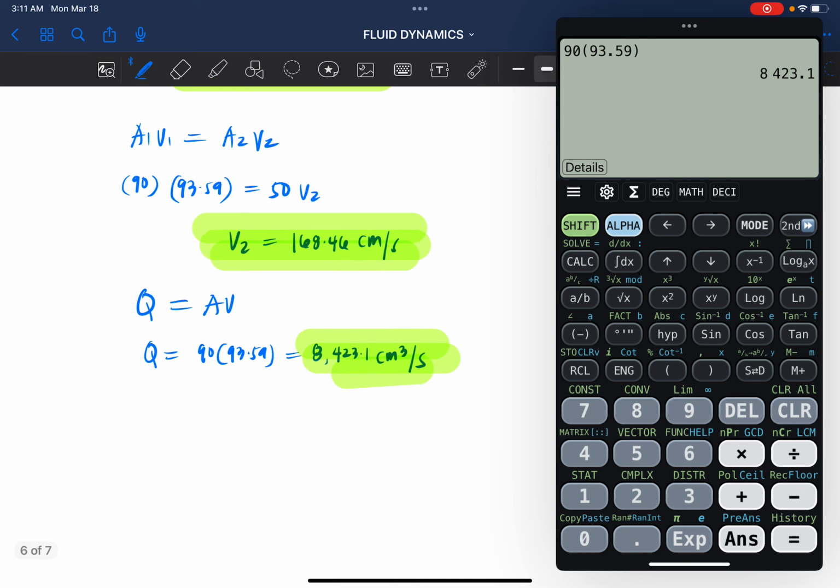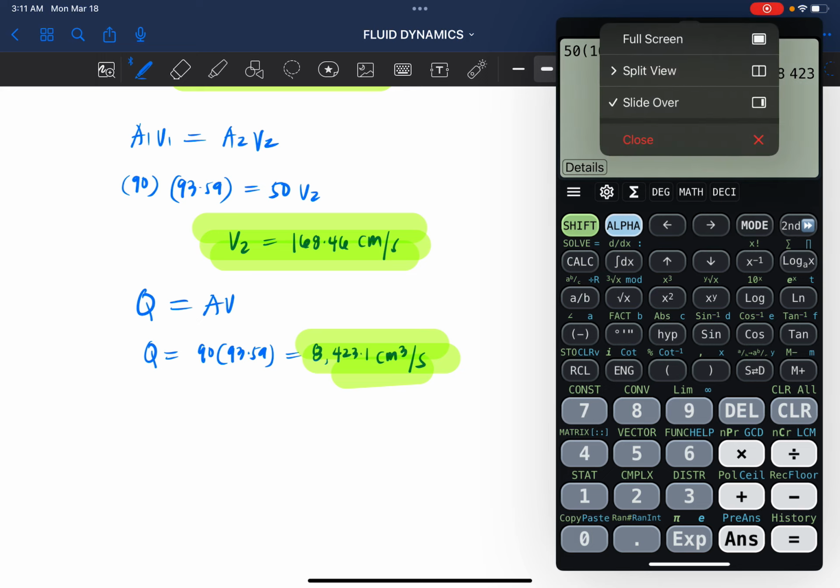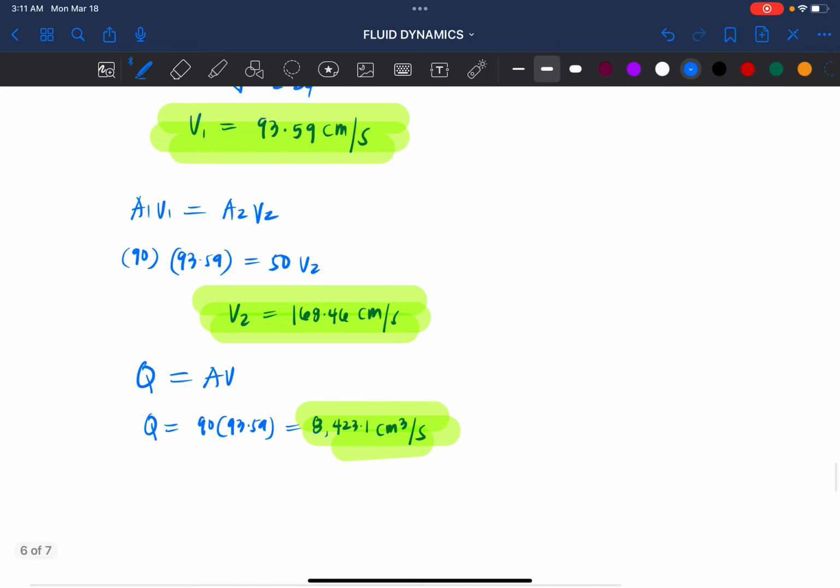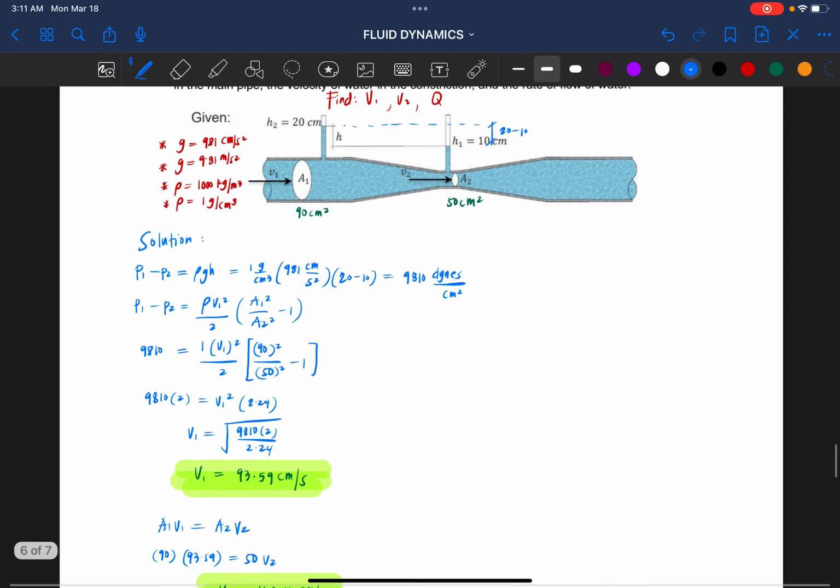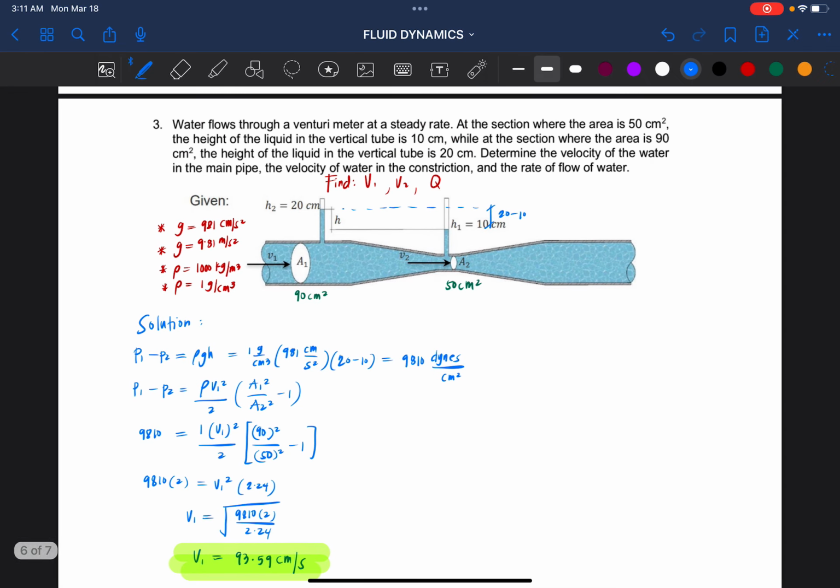Gusto nyo itry yung isa, pagka itinry nyo naman yung isa, that is 50 times 168.46. So, same lang yan dapat. So, same lang yan. Kaya, kahit hindi nyo na-class itry. Okay? So, ganyan lang. Kapag venturimeter yung problem, basta ang pinaka-critical lang dito sa problem na na-solve natin na to is yung units.